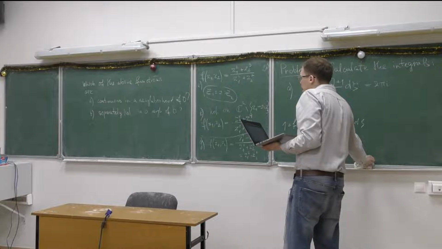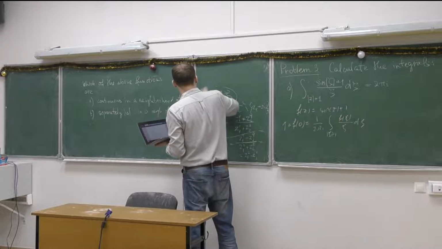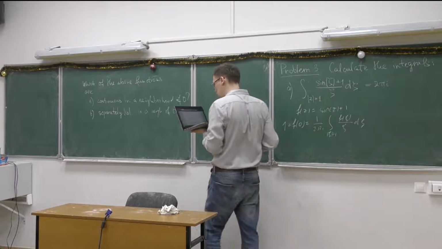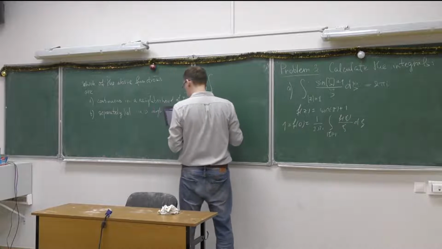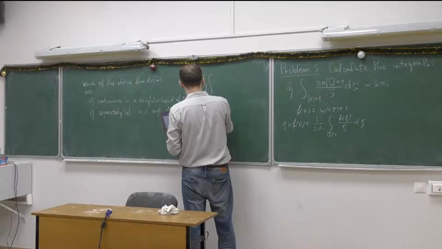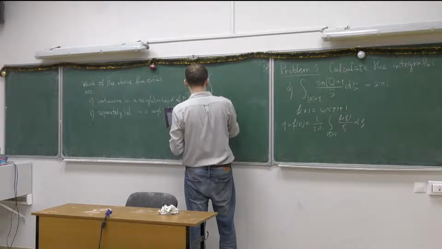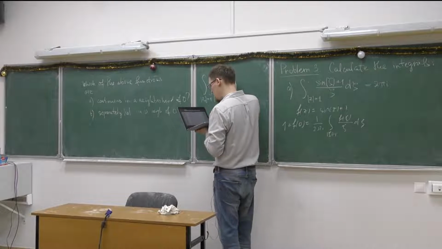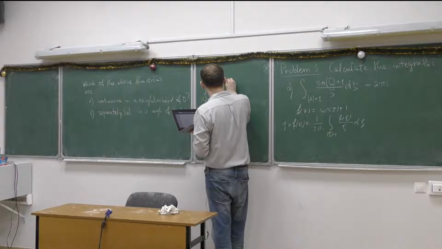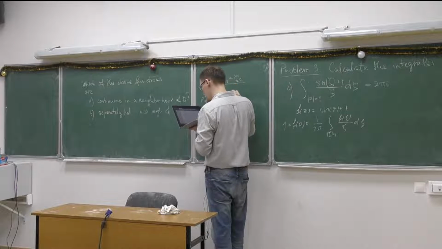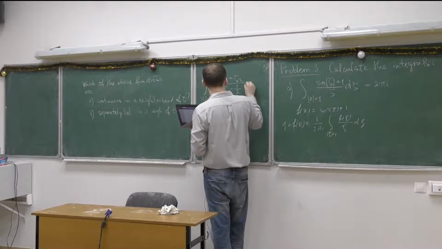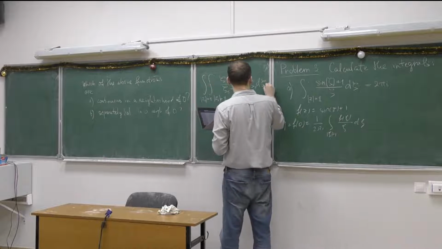So the next one is a double integral. So we have a double integral of the following function: z1 plus z2 over z1 minus 1 over 2, d z1 d z2.